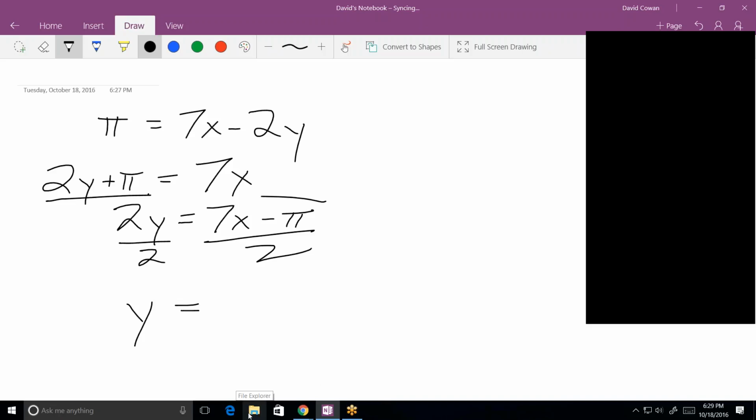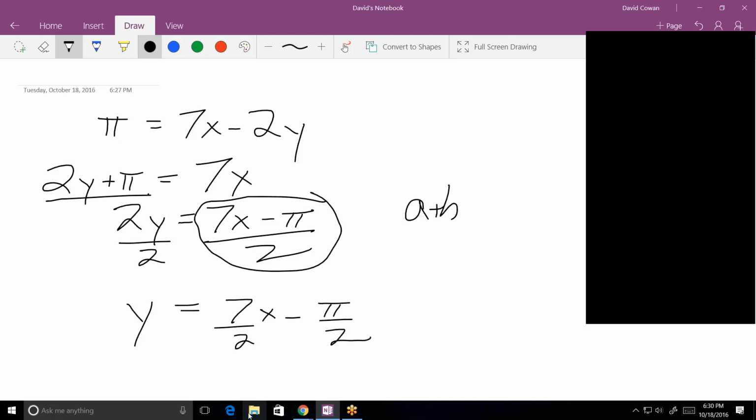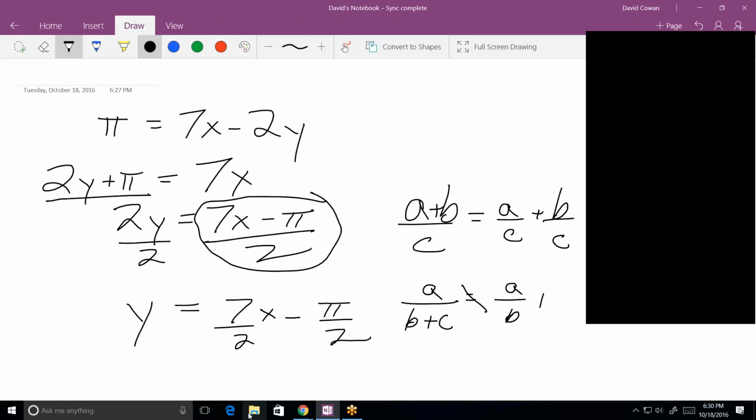Okay? Now, this answer is perfectly fine as an answer, or I could separate it into two fractions, 7/2 x minus pi over 2. You see what I'm doing when I separate it into two fractions? You can do that as long as the denominator is a single thing. In other words, if I have a plus b over c, that's equal to a over c plus b over c. But if I have a over b plus c, I cannot do that. That is not equal to a over b plus a over c.